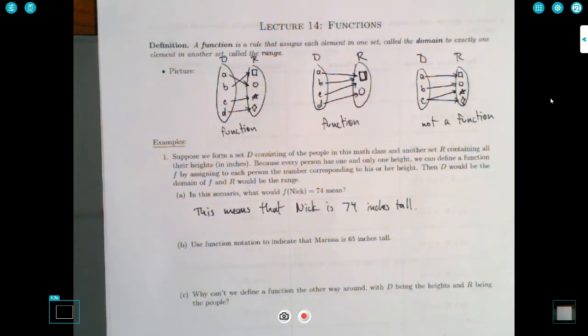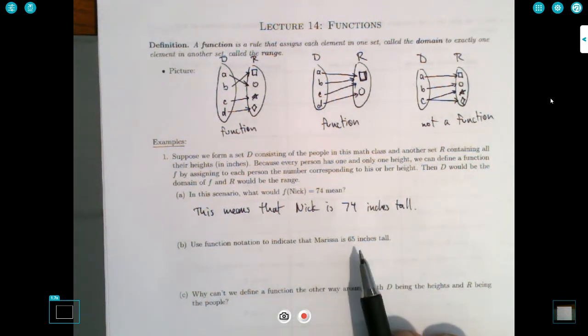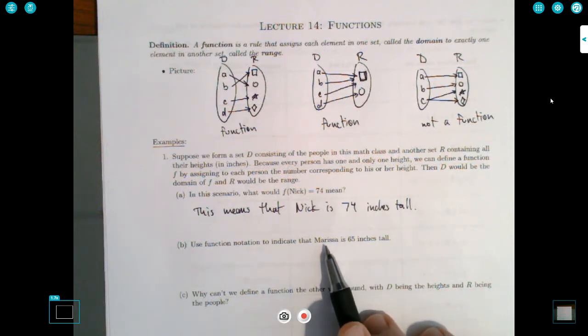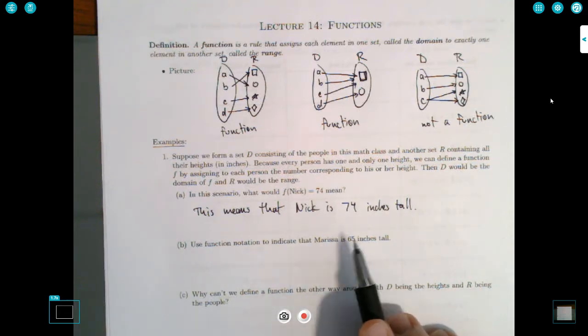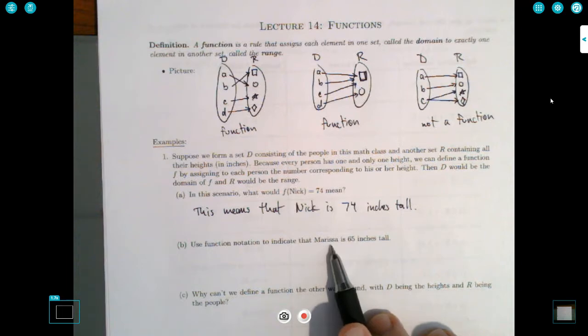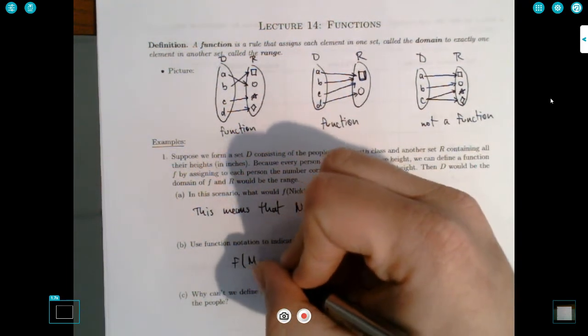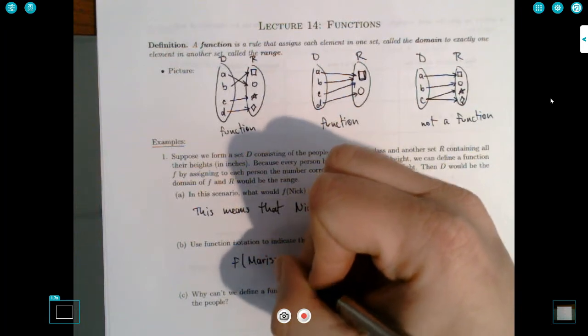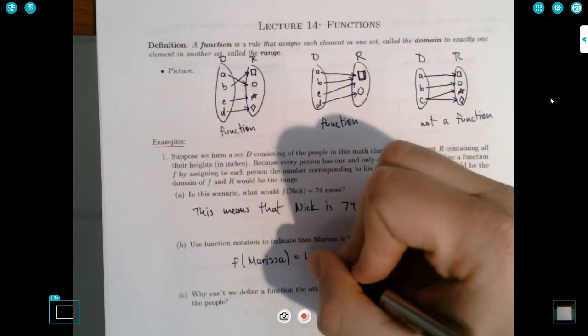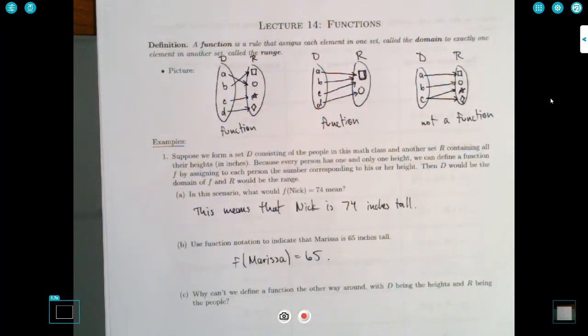Okay. Part B says, use function notation to indicate that Marissa is 65 inches tall. Well, if Marissa is 65 inches tall, then we want to map Marissa to 65. So we need f of Marissa to be 65. So we would just say f of Marissa equals 65. Okay?